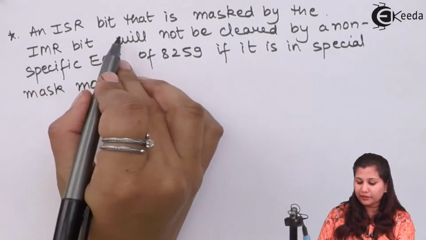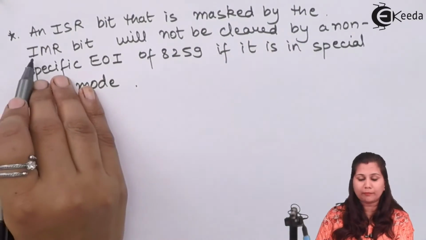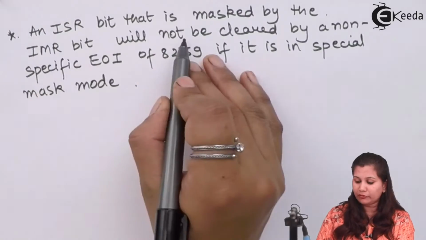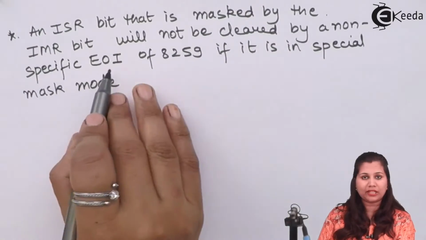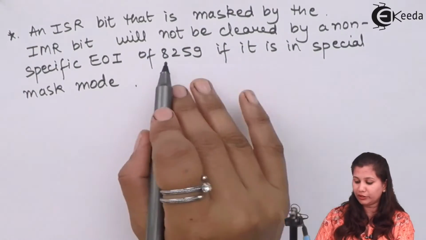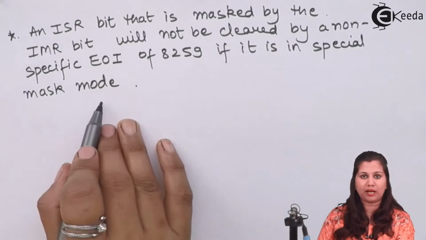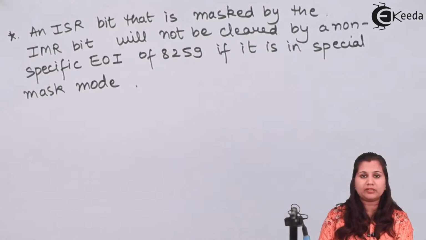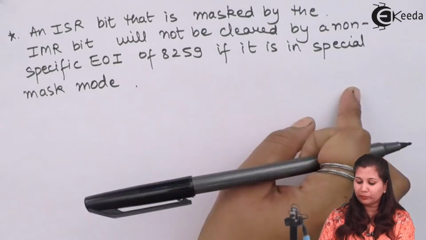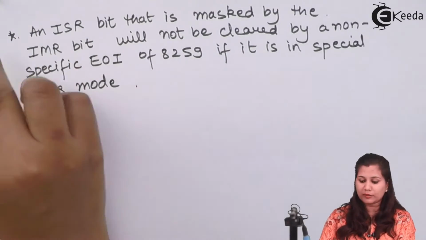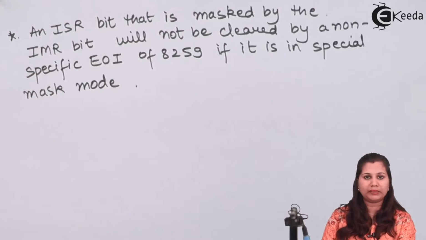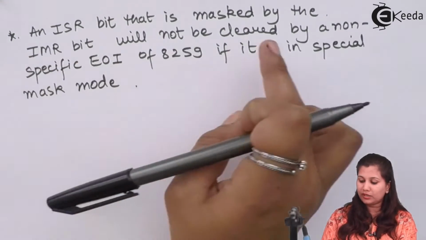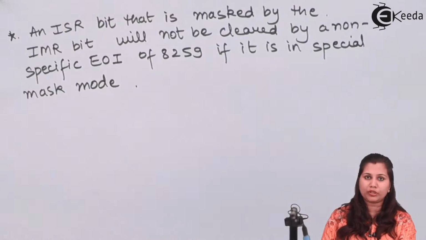Now an ISR bit that is masked by the interrupt mask register bit will not be cleared by a non-specific end of interrupt command if the 8259 is working in the special mask mode. So in the special mask mode, the interrupt bits are masked by the 8259. If any bit is masked, then the corresponding ISR bit cannot be reset by using a non-specific end of interrupt command.